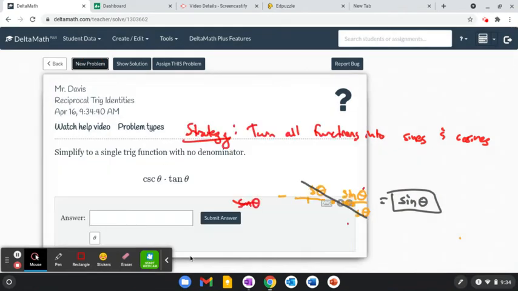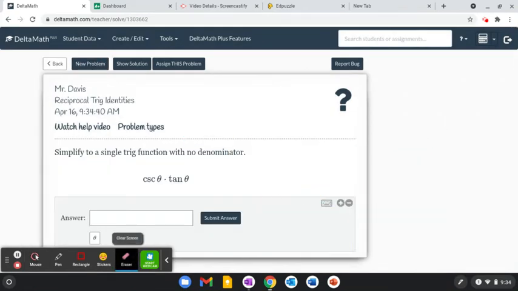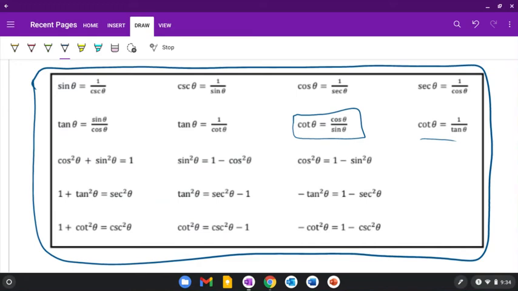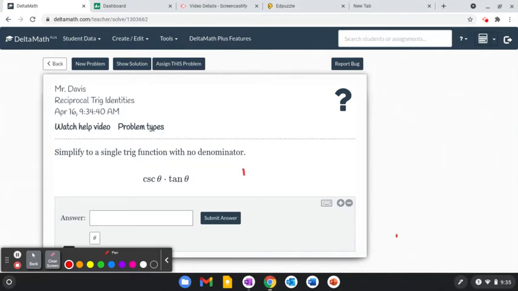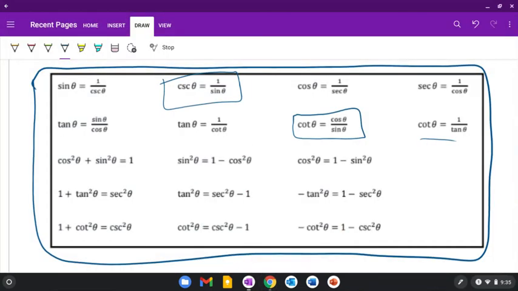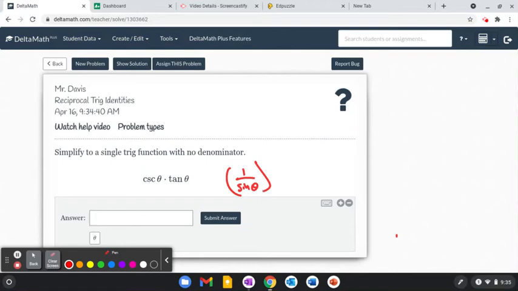So this one is a multiplication. Still going to work the same way. I would still use the same strategy that we've been talking about. Let's go ahead and try to replace both of these with sines and cosines. So with cosecant, you might remember with that one, cosecant is 1 over sine. So let's go ahead and replace it with that. So 1 over sine of theta. I'm going to put it in parentheses like that. And then tangent is sine over cosine, right? So times sine over cosine.